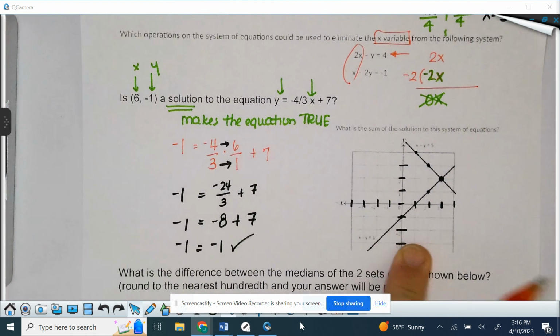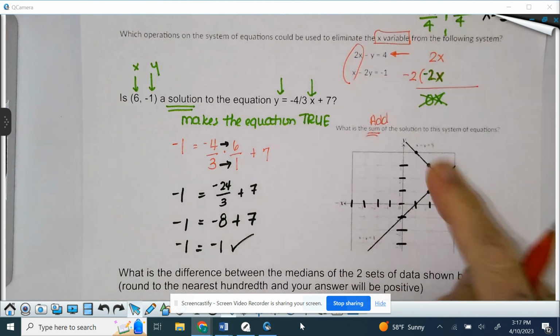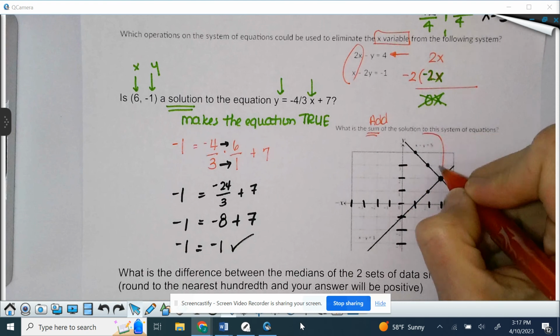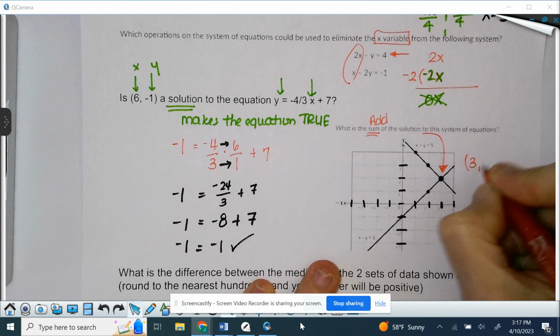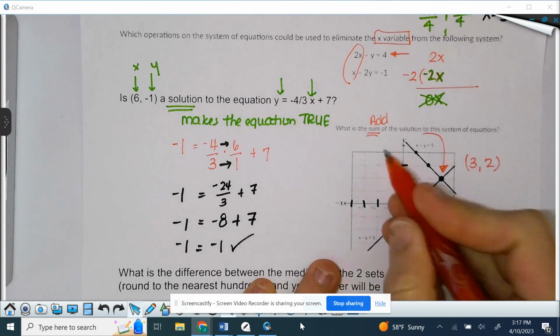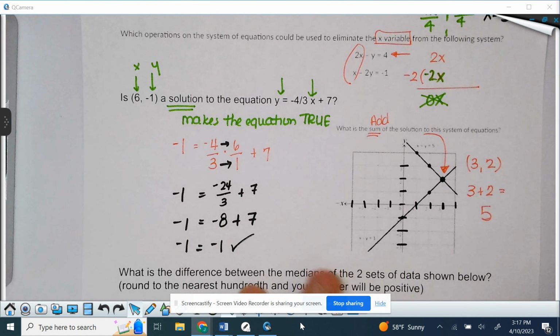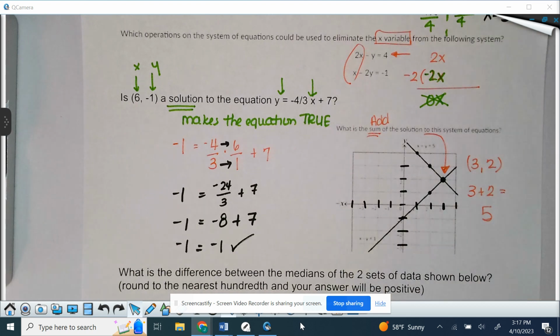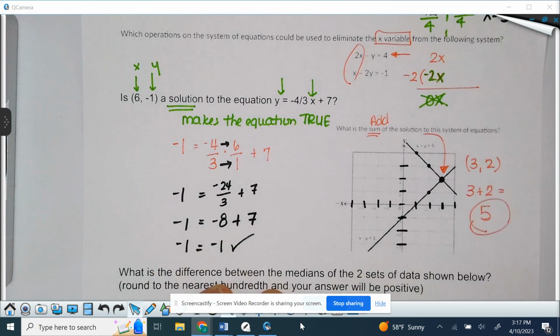This was calculator active. It says, what is the sum, which means we're going to add, of the solution? And the solution, remember, is the intersection point. And it's always a coordinate, x value first. So (3, 2). If I add the solution together, so 3 plus 2, the answer should be 5. What is the sum of the solution to the system of equations? So there's one solution because it crossed one time. And it gave you the equations of your lines. It gave you all your information. All you need to know is the solution. So looking for the intersection and then add them together for that one.